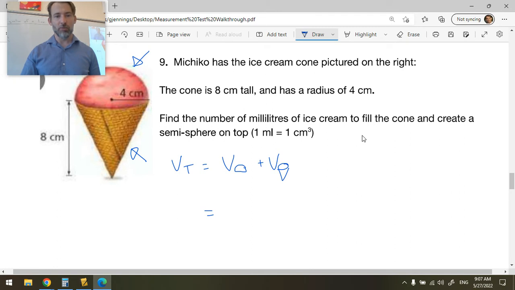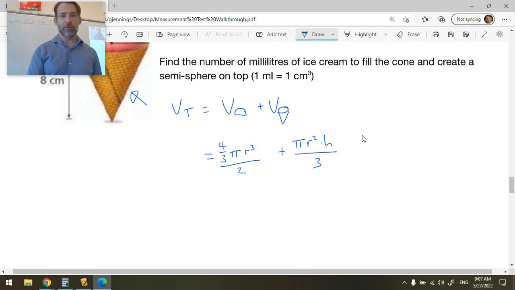So you would say this is 4/3 pi times the radius cubed all divided by 2, plus, well, here the volume of a cone is the same as the volume of a cylinder divided by 3. So it's pi r squared, the area of the base, multiplied by height, divided by 3. And then, if we did some algebra here, we'd find these two things are going to be the same. So this is equal to, I can just sub in and solve.